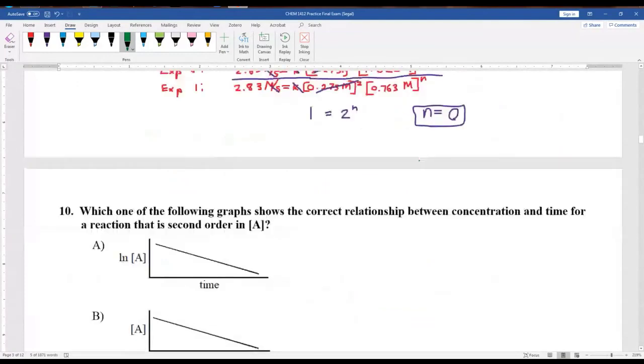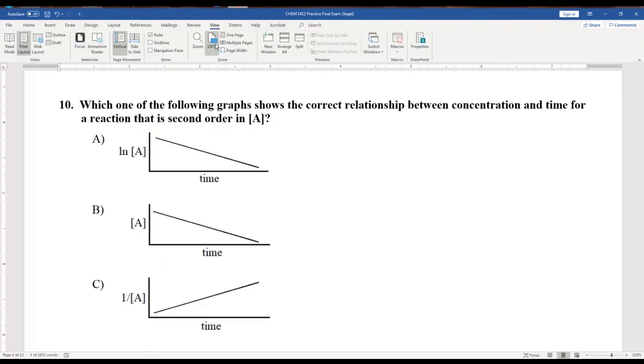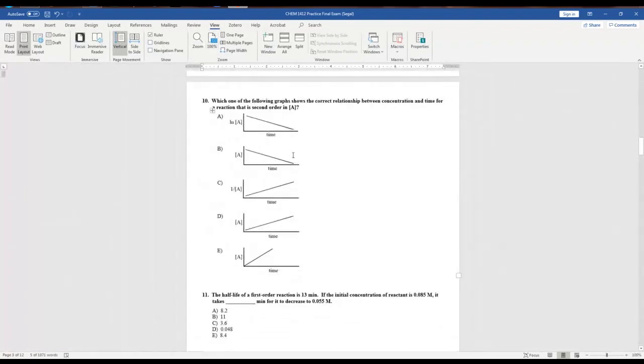So now let's look at number 10. For number 10, I may have to zoom out just a bit. All right, so it says, which one of the following graphs shows the correct relationship between concentration and time for a reaction that is second order in A? So this requires you to be familiar with your integrated rate laws.